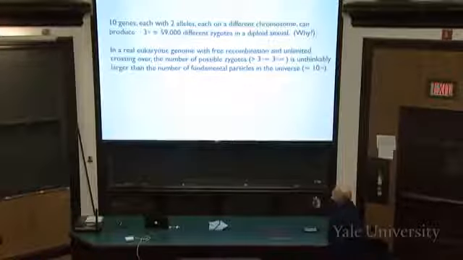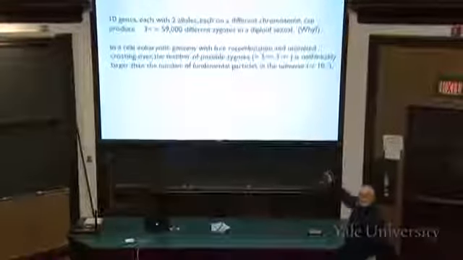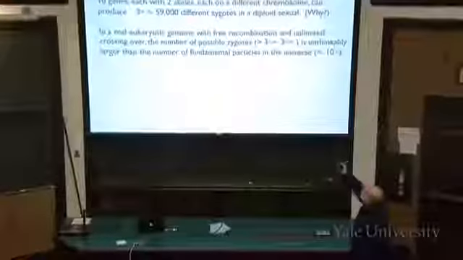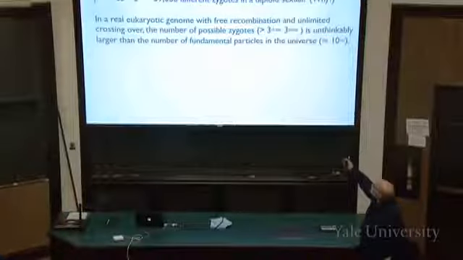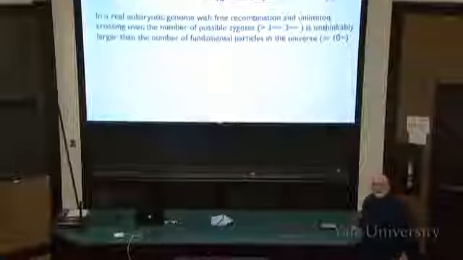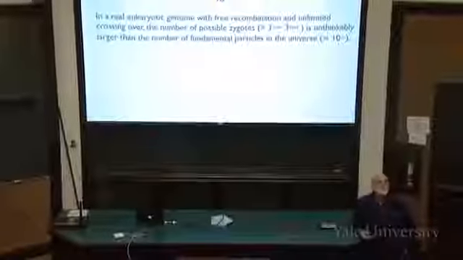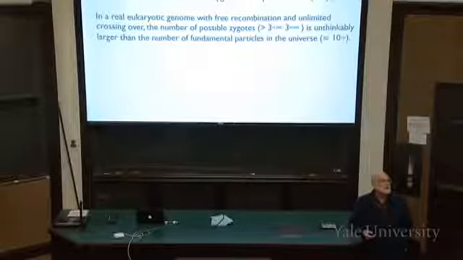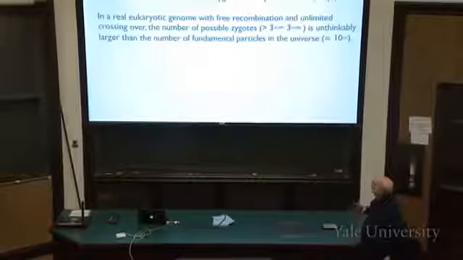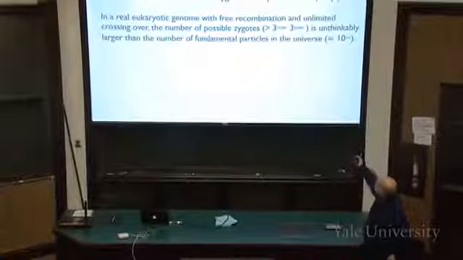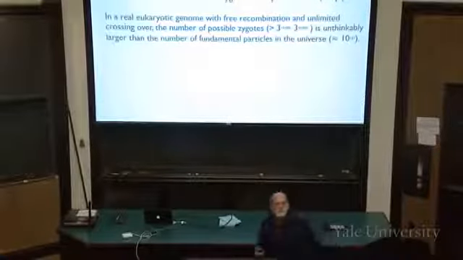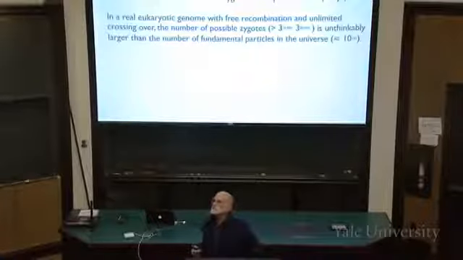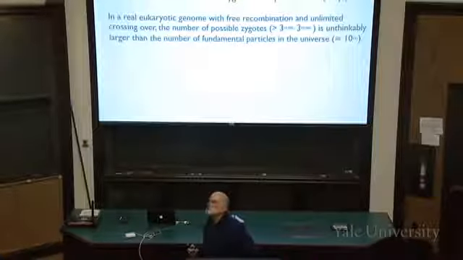Now, if we had a real eukaryotic genome that had free recombination, which we don't have, and unlimited crossing over, which we don't have, then the number of possible zygotes is about 3 to the 15,000th or 3 to the 50,000th, somewhere along that order of magnitude. Well, the number of fundamental particles in the universe is only 10 to the 131st. We're talking about numbers which are just inconceivably large.